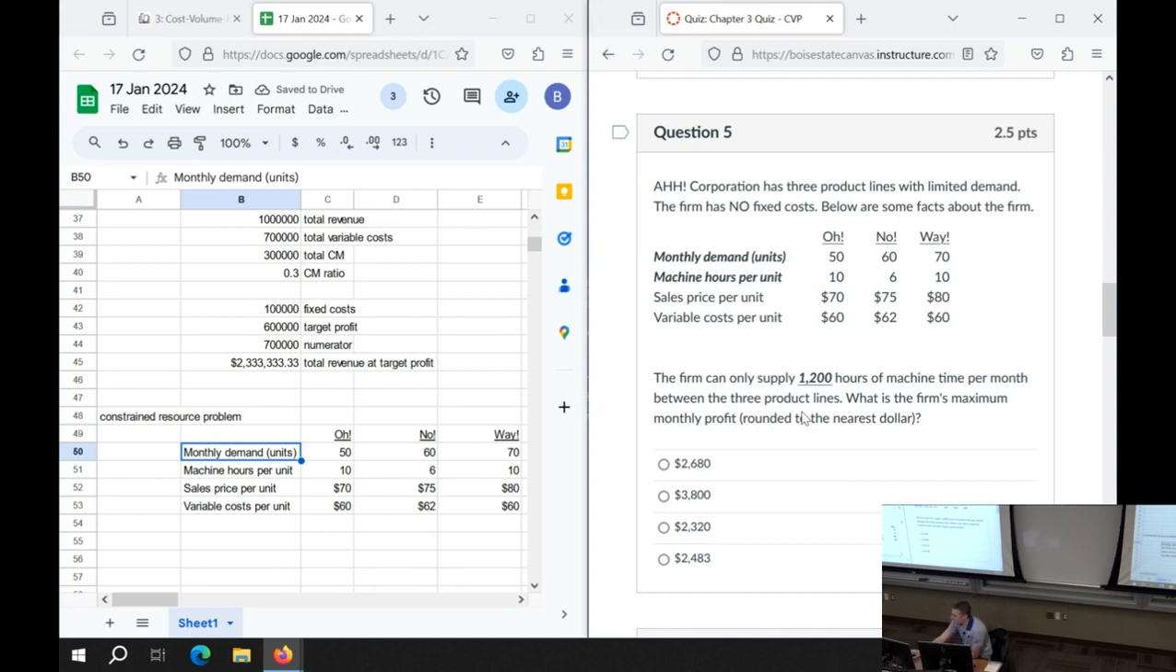And we have a constraint. Here's the problem. We have a couple constraints here, but one that we're going to focus on. We have monthly demand for each of these products. We have a max amount that we can sell of each of these products. And we have a production constraint as well. So the market is constrained as well as our own production. We only have 1,200 hours of machine time for these 3 product lines.